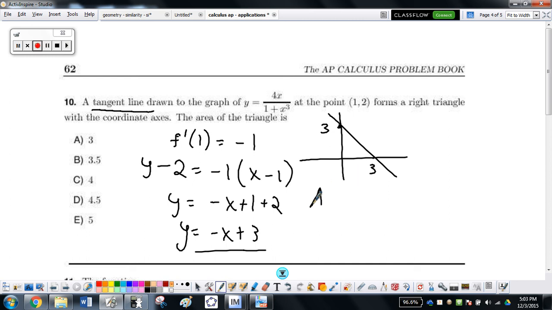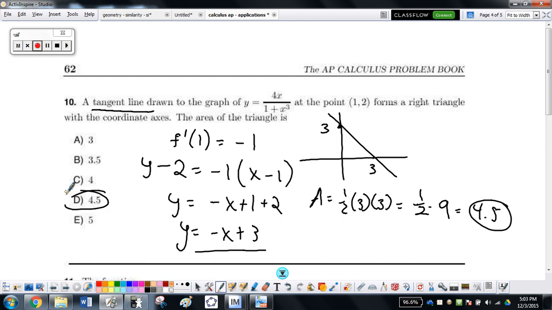Half base times height. 3 times 3 is 9, times 1/2 is 4.5. Where'd you get the one? Oh, area. Area of triangle.